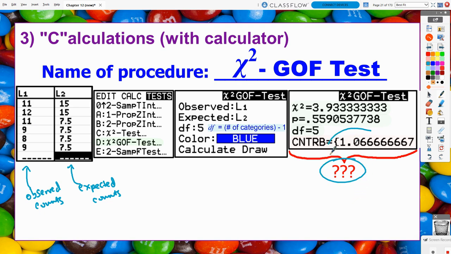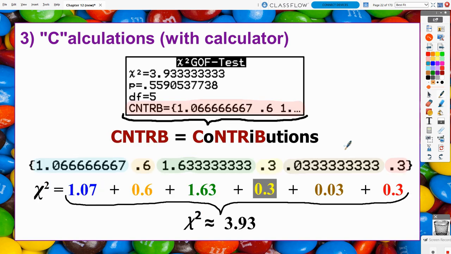And I just want to point out, we've seen this number before, not exactly with that many decimals, but we rounded it to 2 decimal places. If you remember, this was the first chi-square value that we got for the blue M&Ms. When we did the observed minus the expected squared divided by expected, it was 1.07. And that's what this number really represents here. So the CNTRB means the contributions to the overall chi-square test statistic.